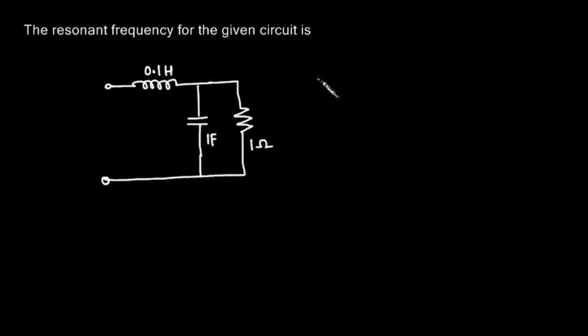Now let's say the impedance of this network is of the form R plus jX. So at resonance, what happens? This reactive part should tend to 0 so that the circuit becomes purely resistive. So that is the condition we have to look for. You have to equate the imaginary part to 0 and find out at what frequency it occurs.